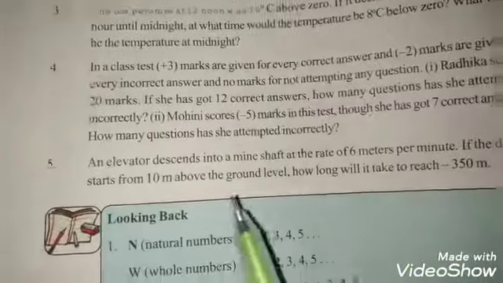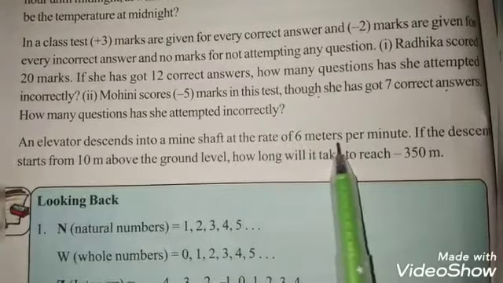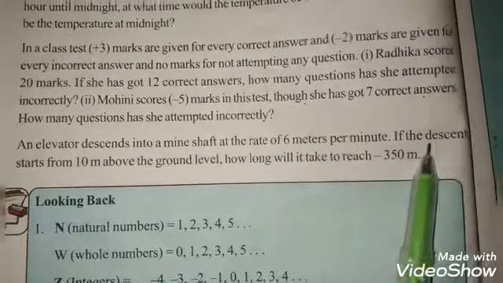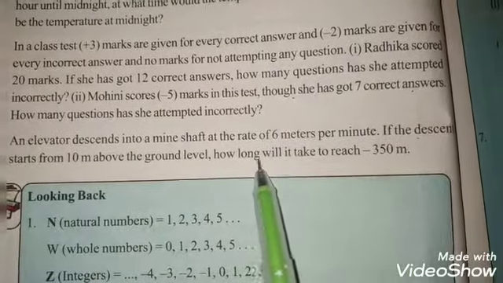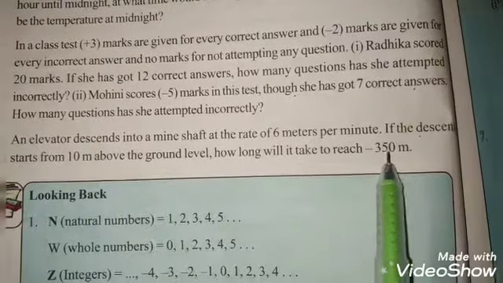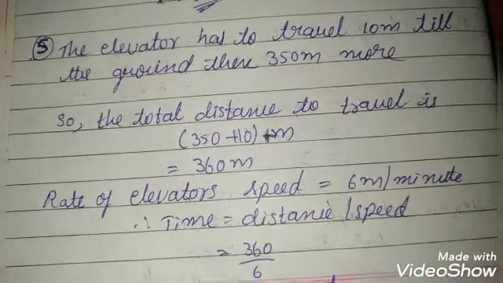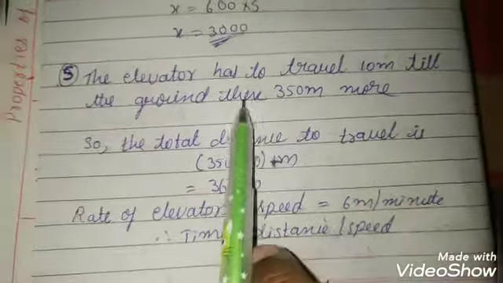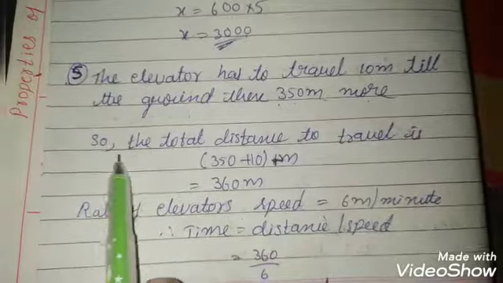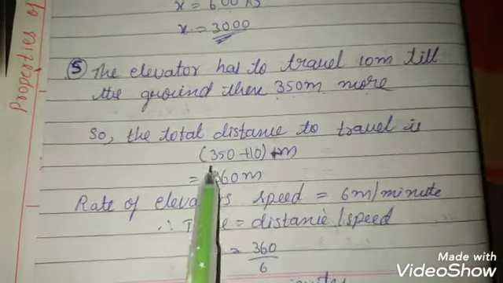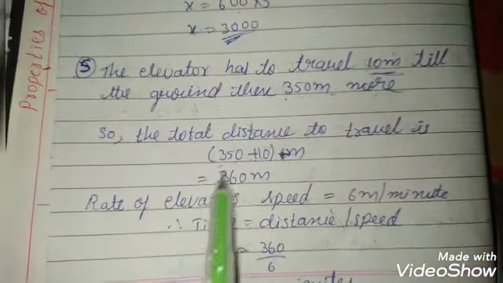Last one in this chapter: an elevator descends into a mine shaft at the rate of 6 meters per minute. If the descent starts from 10 meters above the ground level, how long will it take to reach minus 350 meters? The elevator has to travel 10 meters till the ground. Then 350 meters more. So more means positive. So the total distance to travel is 350 plus 10 meters above. 10 meters above means we have to add both numbers.